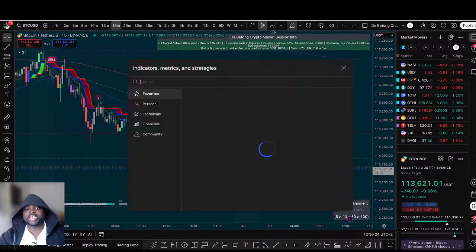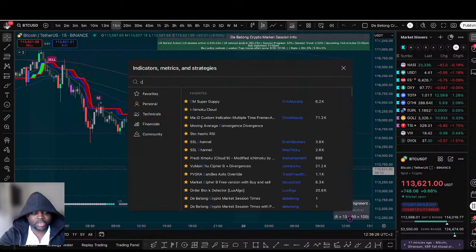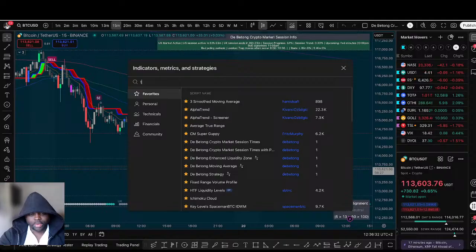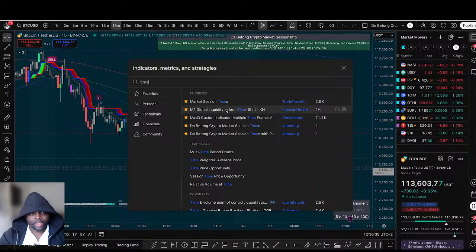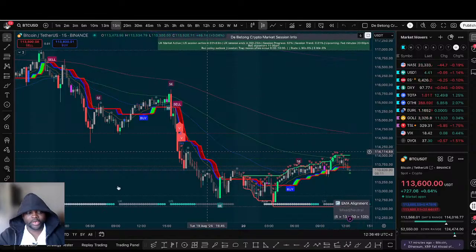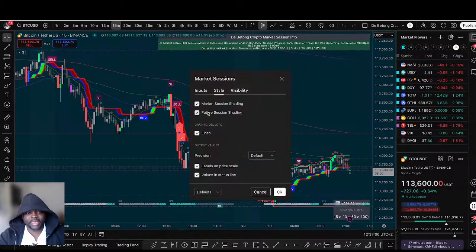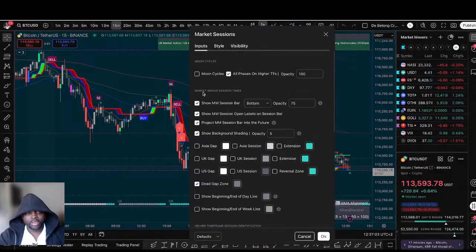So the indicator is Crypto Time. Just go to Crypto Time, Market Session Times. This is it. Market Session Times, by Trade Travel Chill. And if you put on the indicator, you're going to have it like this, down here. You can see down here I have Asia, UK, US. You can click on the indicator to have my settings if you want, or you can see this in my settings.